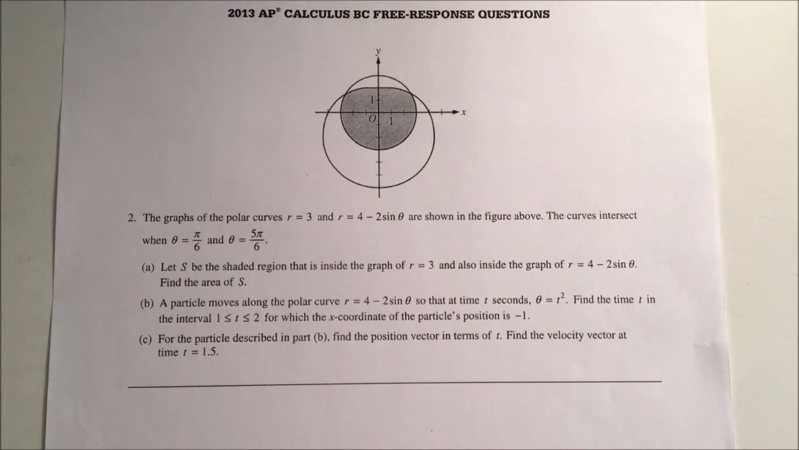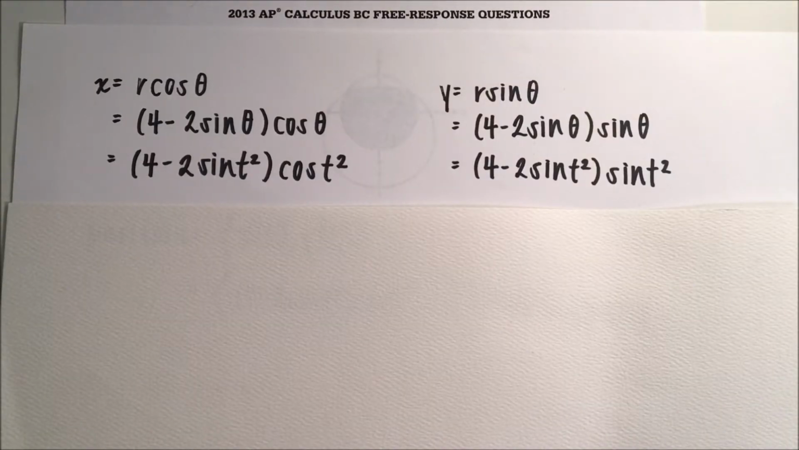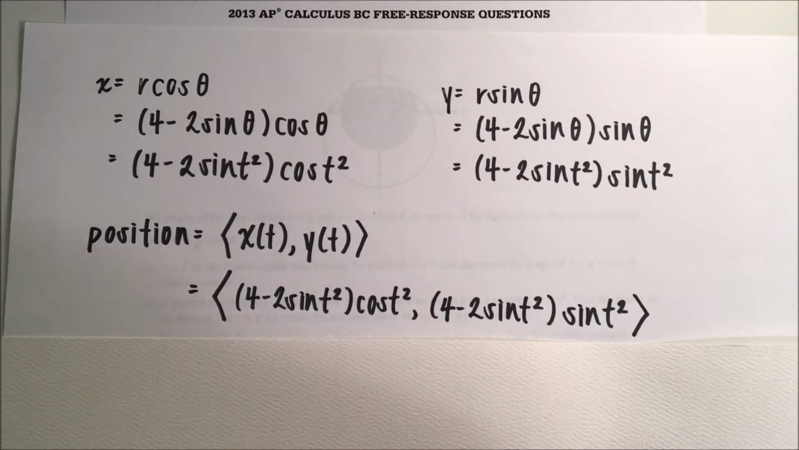In part C, the problem wants you to find the position vector in terms of t and the velocity vector when t equals 1.5. This part is very similar to part B. So to go from polar to parametric, we set x to r cosine of theta and y to r sine of theta. Then we just substitute r in and change theta to t squared. And then we'll have the position vector.